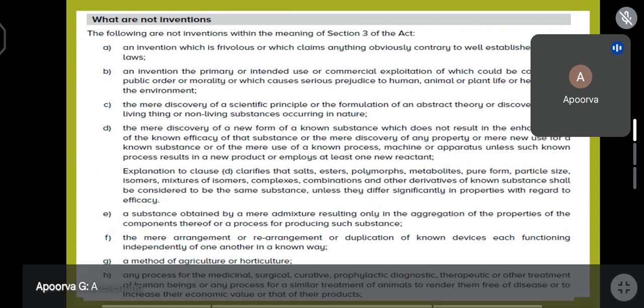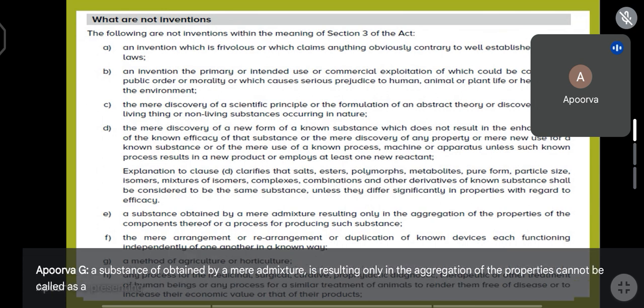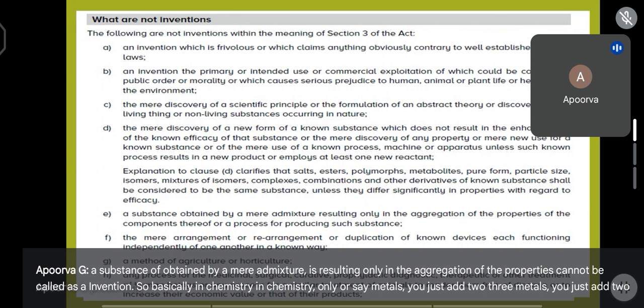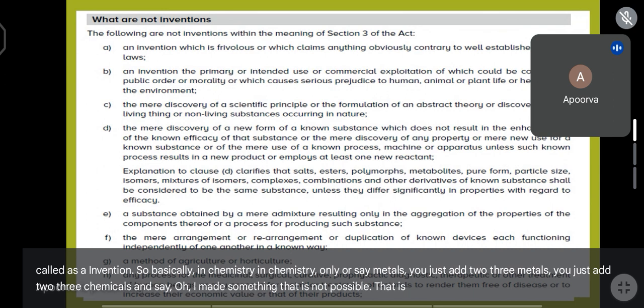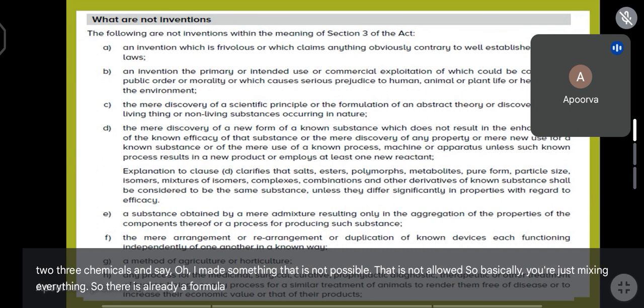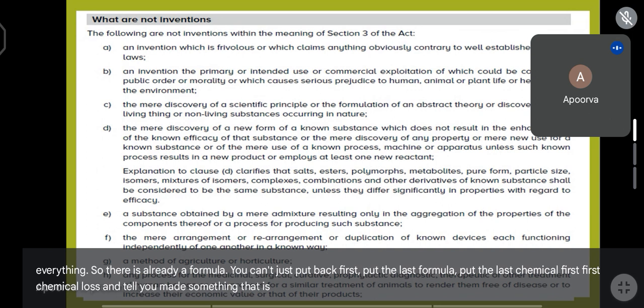A substance obtained by a mere admixture, resulting only in the aggregation of the properties, cannot be called an invention. So basically, in chemistry, or say with metals, you just add two, three metals, or two, three chemicals, and say, oh, I made something. That is not possible. That is not allowed. You're just mixing everything. There is already a formula. You can't just put the last chemical first and the first chemical last and say you made something. That is not possible.